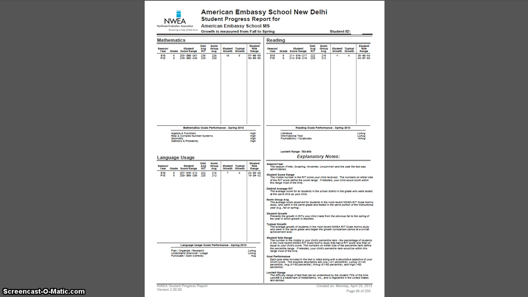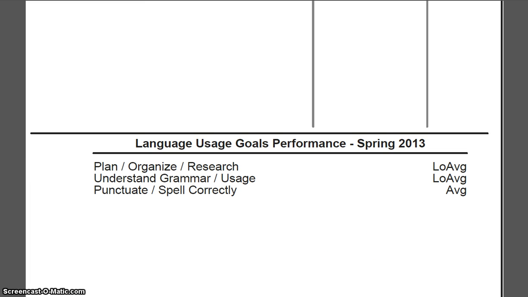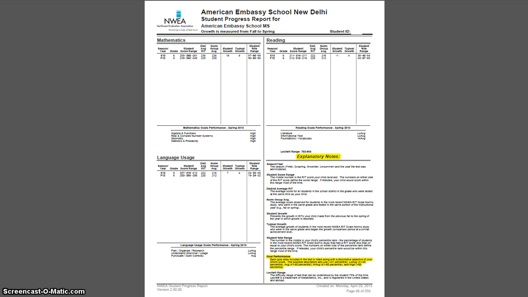Finally, in each domain, mathematics, reading, and language usage, there are several goals performances listed. These detail the student's performance by subdomains aligned to the Common Core curriculum. In language usage, this student's performances are listed as low average in 2 subdomains and average in the 3rd. Low average means the student's performance was in the US 21st to 40th percentile, and average means the student's performance was in the US 41st to 60th. These classifications are explained in the explanatory notes section in the bottom right.